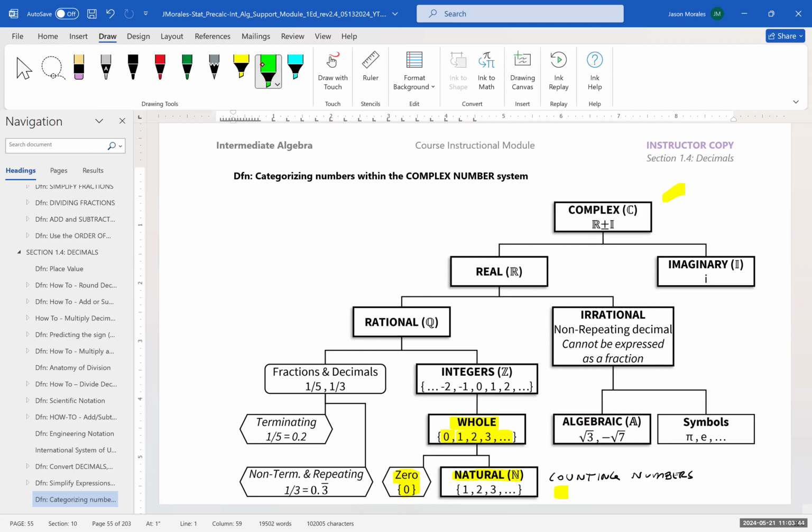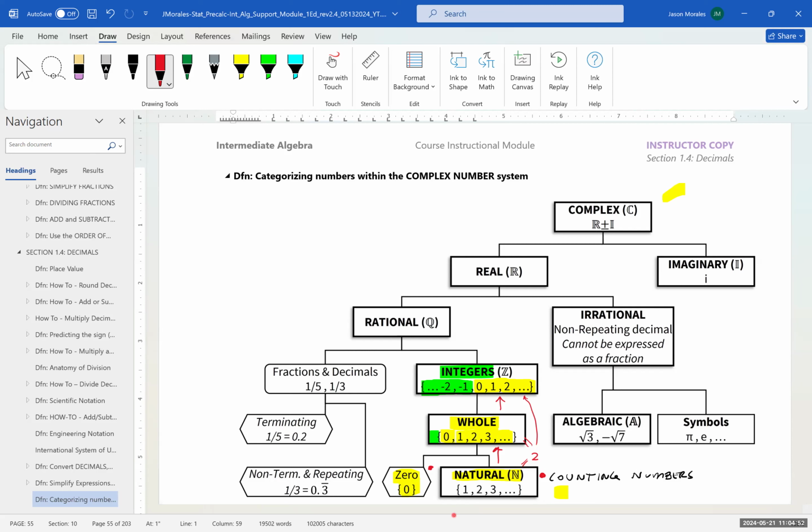Now notice that what's missing is that the whole numbers are missing negative numbers. So if we take the whole number set and we add in negative numbers, that gives us the set of integers. So you can see how we started down here at the bottom with the set of natural numbers. We added 0, and that brought us up to the whole number set. Then we added negative numbers to the whole number set, and that gave us integers. So 2 is a natural number, but 2 can also be a whole number, and 2 is also an integer.